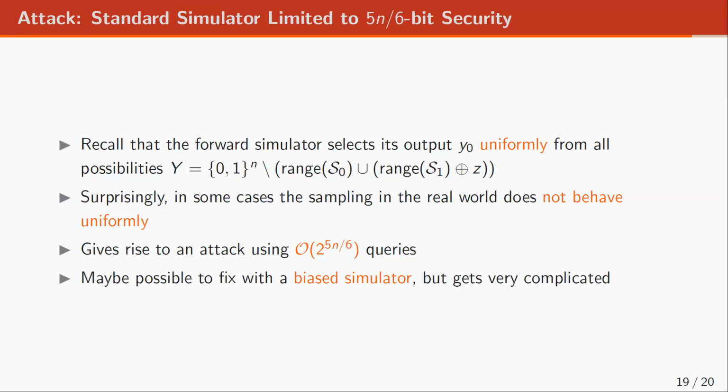You might be able to fix this with a biased simulator, but that gets very complicated very quickly, and you would only be able to show 2n/3 bits of security. I think more is possible, but it'll be quite some time before we are able to achieve that.